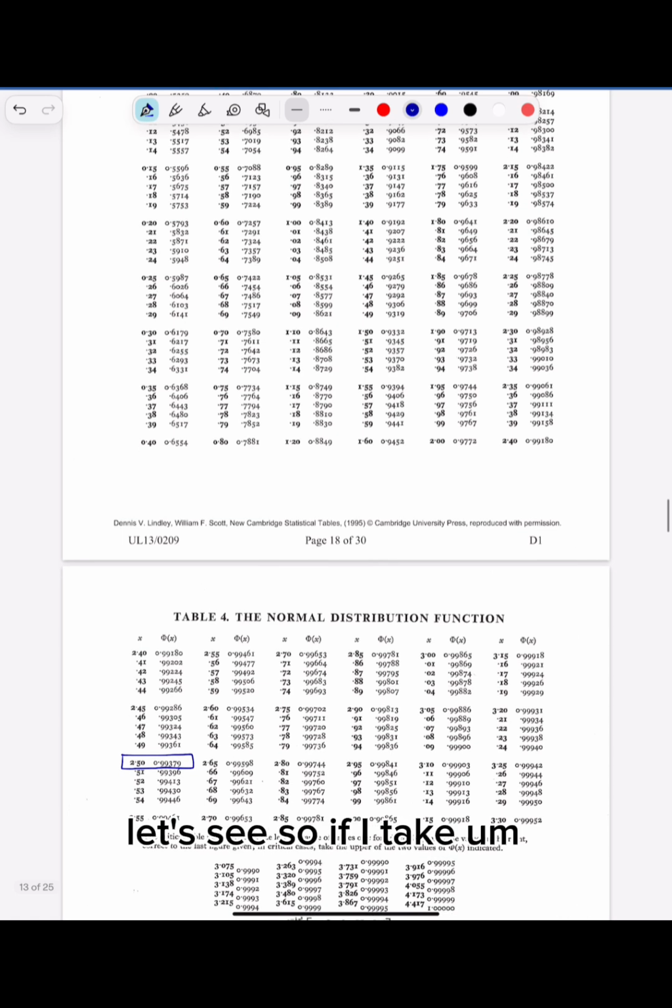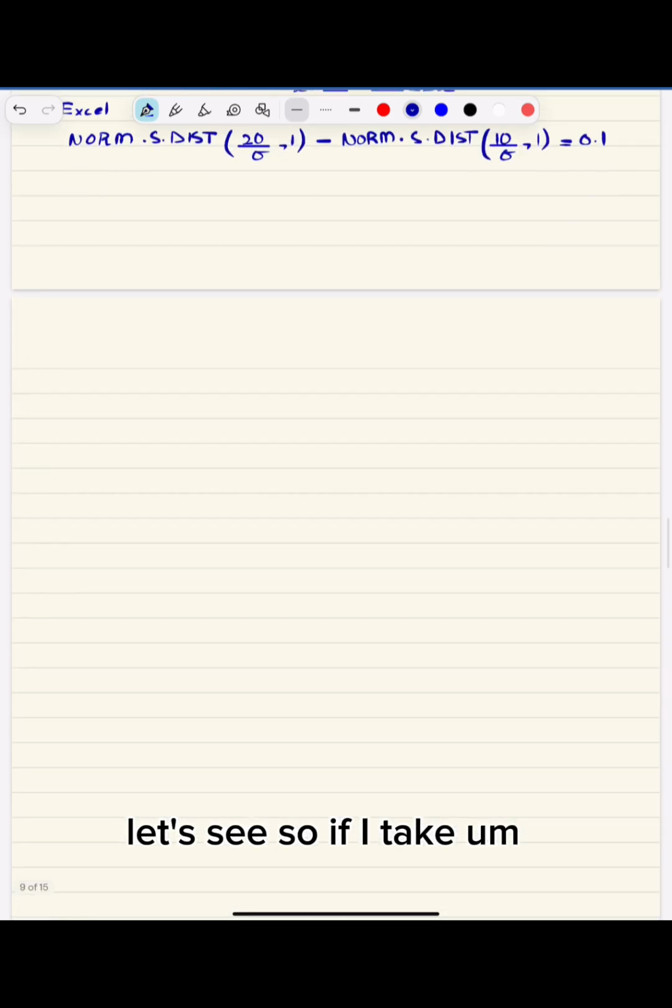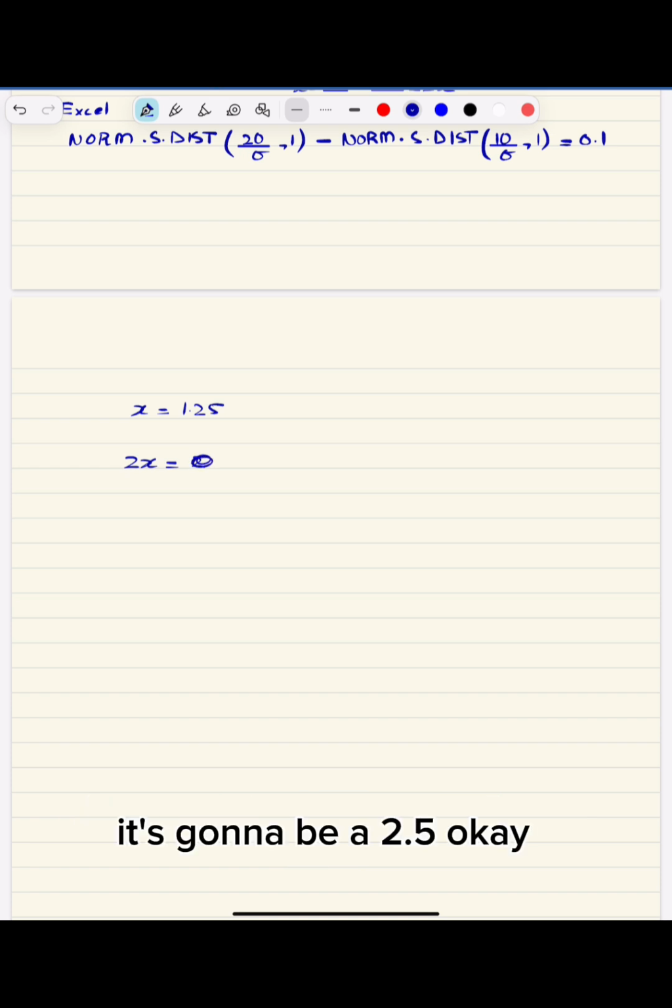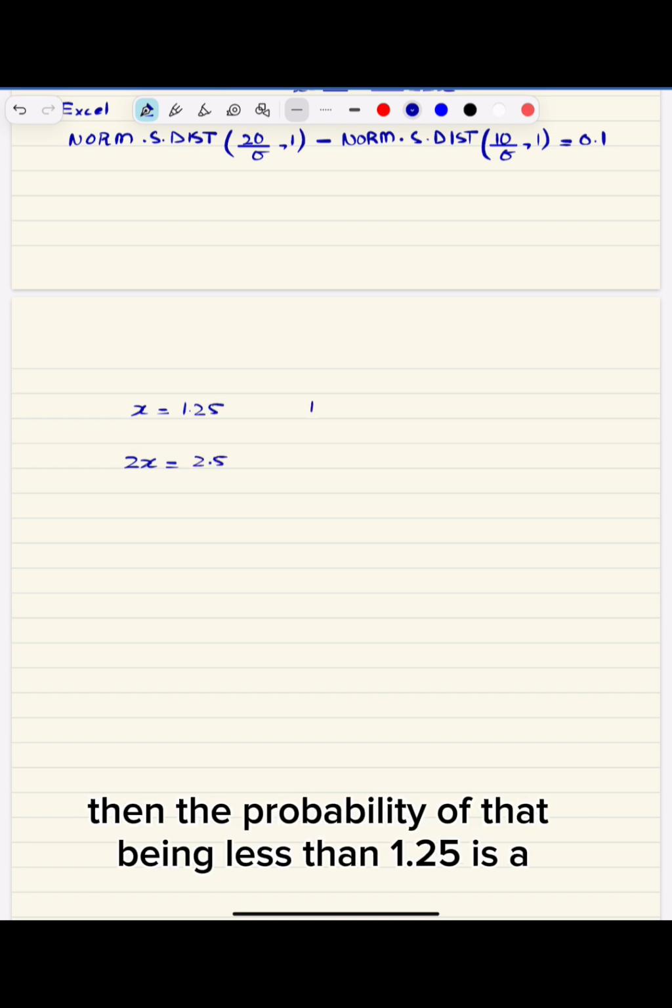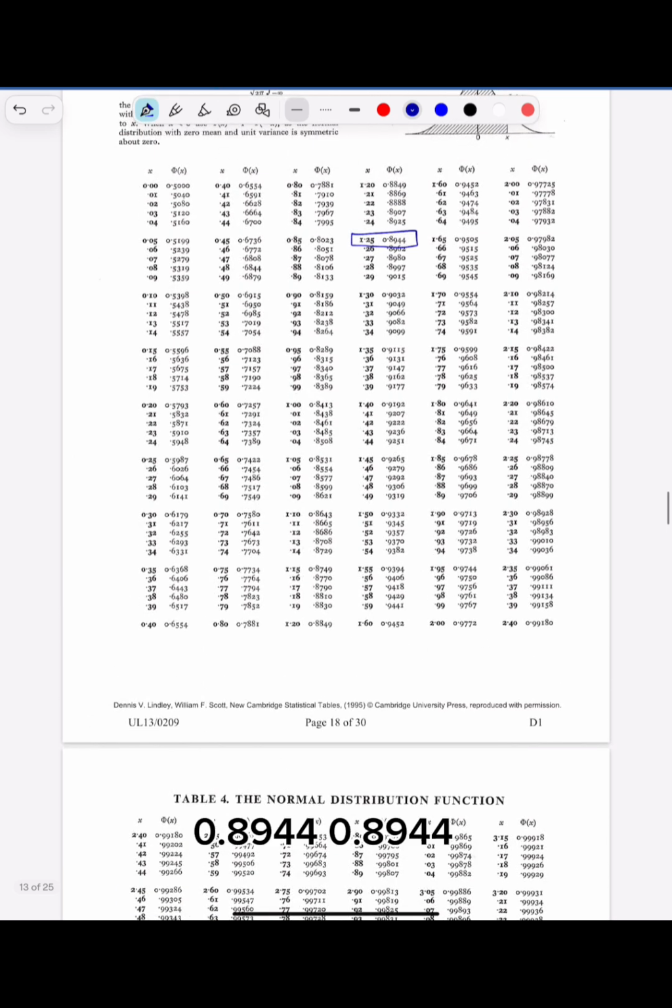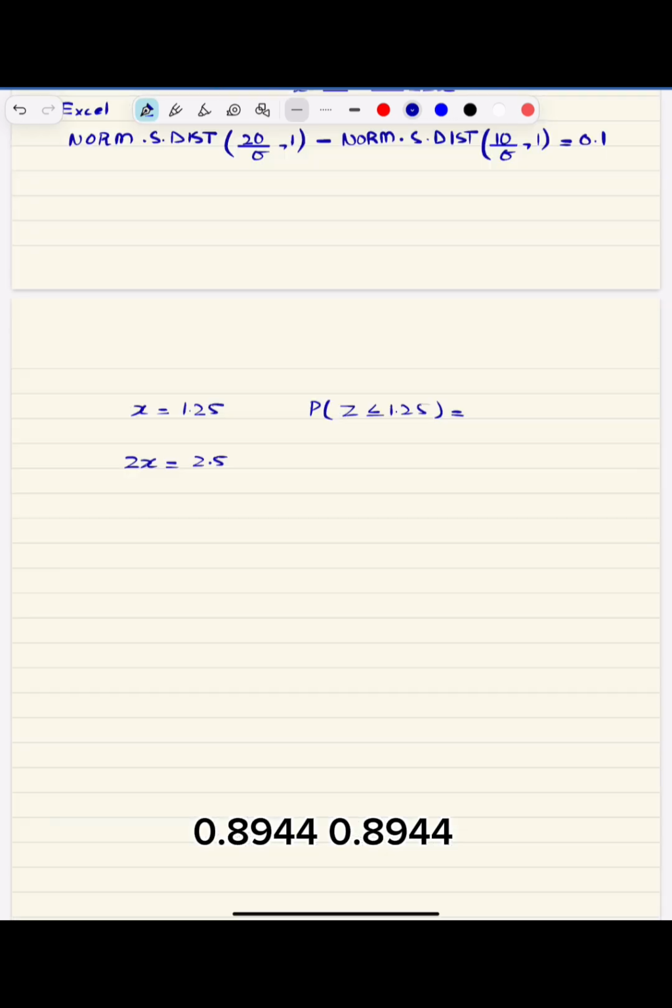Okay, let's see. So if I take x equal to 1.25 and 2x to be 2.5, then the probability of Z being less than 1.25 is 0.8944.